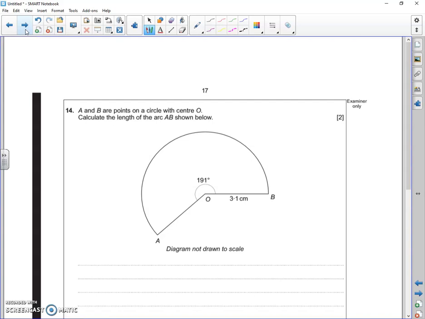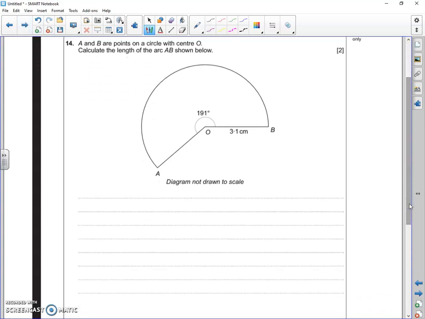Question 14, arcs and sectors. You need to know your formulas here. They're not given to you in the exam. We are being asked to find the length of the arc.